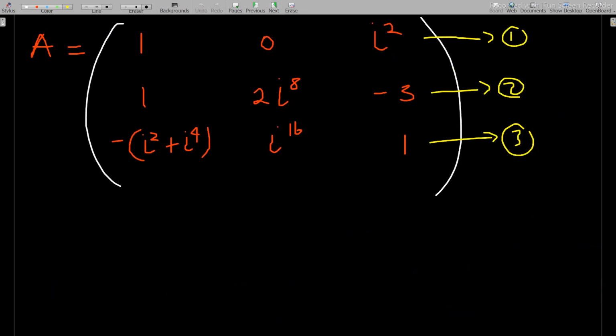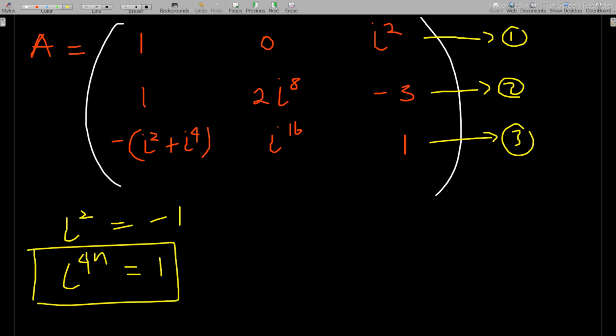So how do you compute these? You know that i to the power 2 is negative 1. Now i to the power 4n is always 1. This is something you should know. So i to the power 8 can be rewritten as i to the power 4 times 2, and this is always 1. So this is equal to 1.